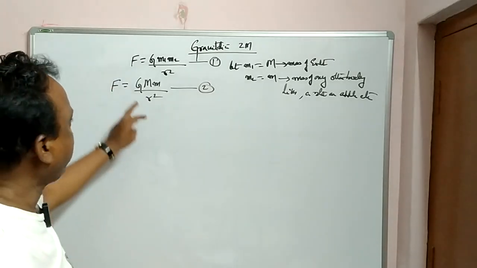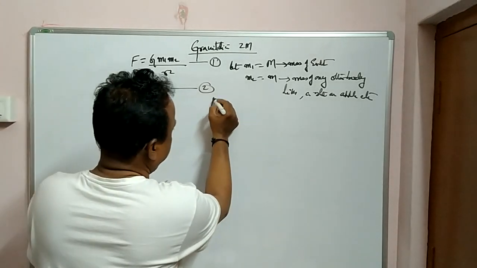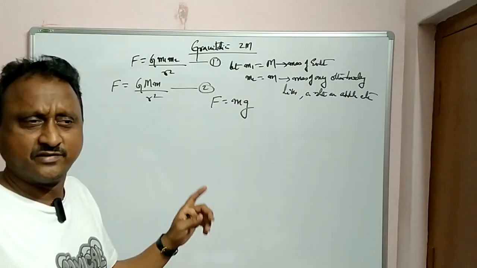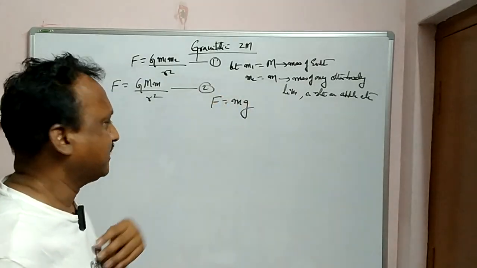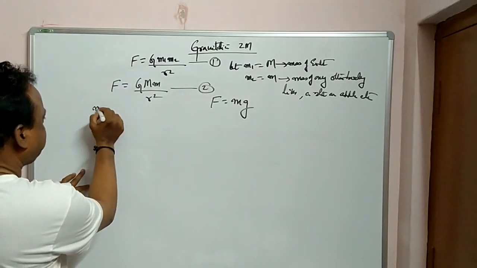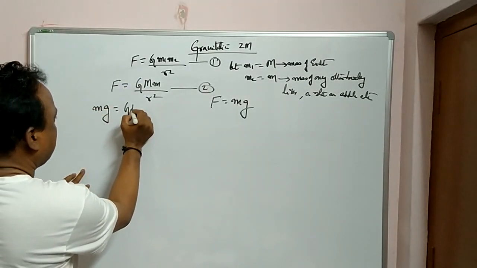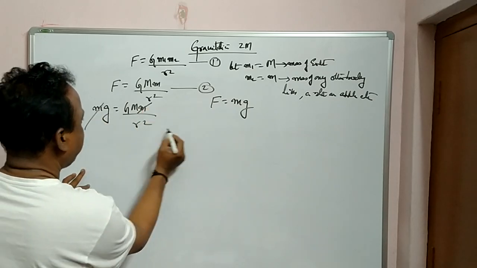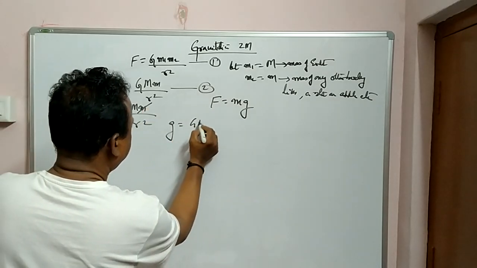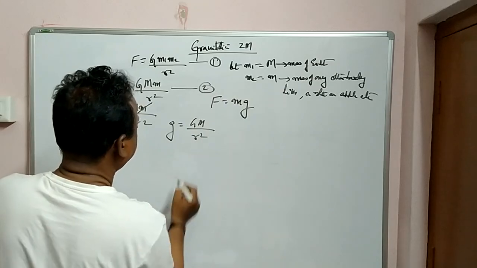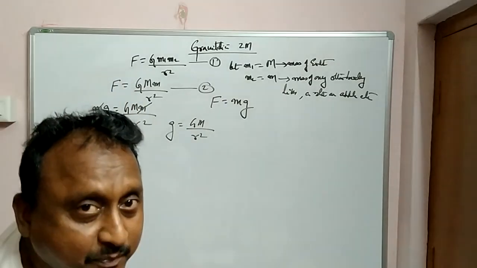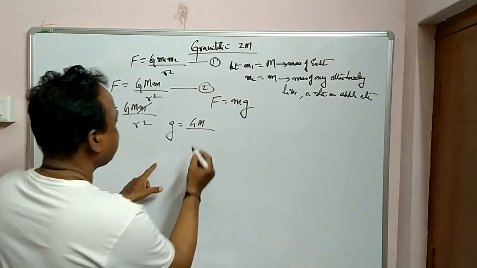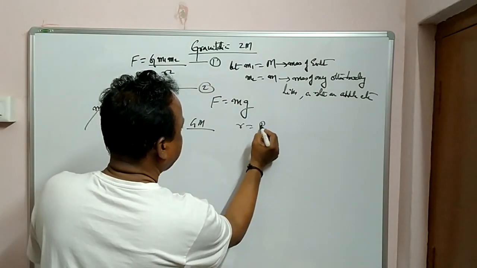Now we already know from Newton's second law that capital F is m into a, or m into g. You can write it as ma or mg. Substitute here: G capital M small m by r square. Small m gets cancelled. So g is equal to G M by r square. Here, I will take r as capital R because it is the radius of the earth.